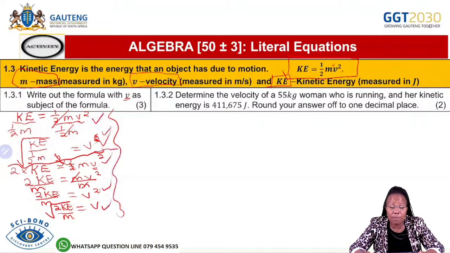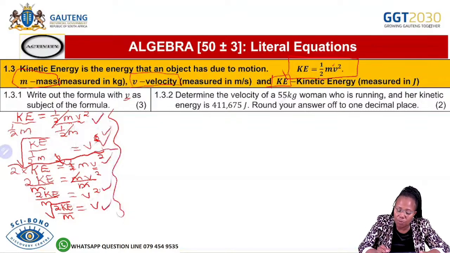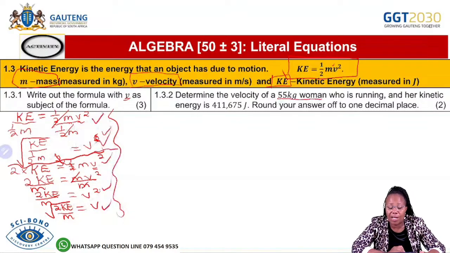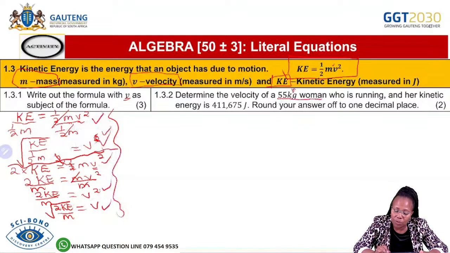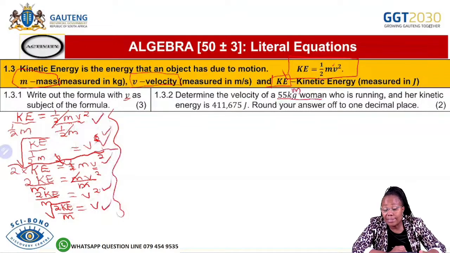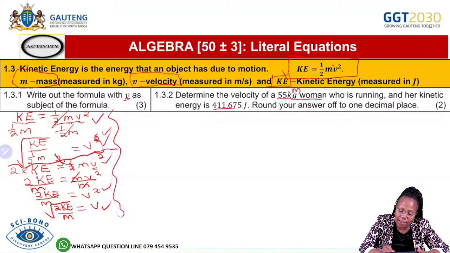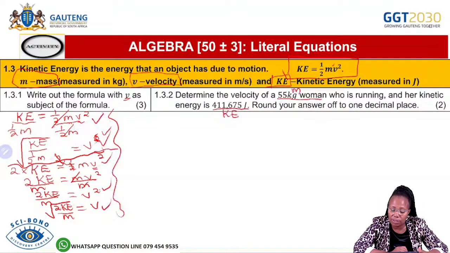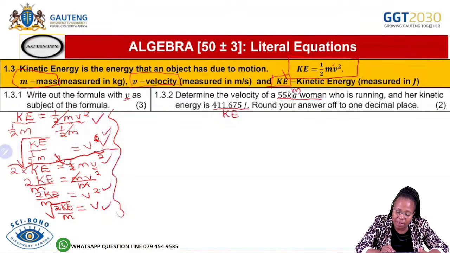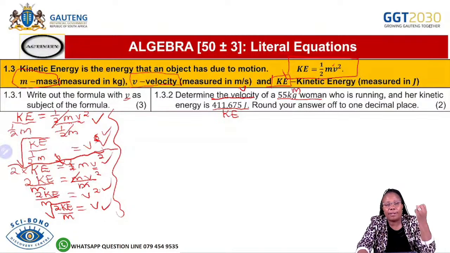Grade 12, we are at 1.3.2. With 1.3.2, they say determine the velocity of a 55 kg woman. We are given 55 kg, that is the mass of that particular woman who is running, and her kinetic energy, Ke, is 411 675 joules. And then they say determine the velocity. We are looking for V there. Determine the velocity, right?